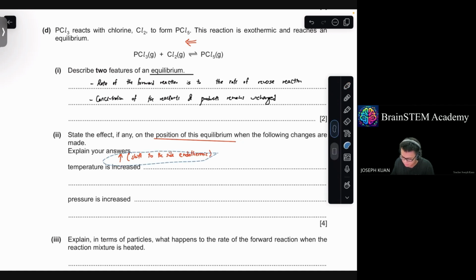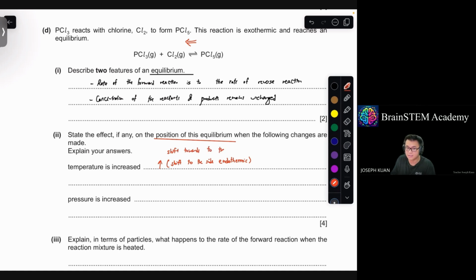So the observation is a shift towards the left-hand side of the reaction. Why? Because increasing temperature shifts the equilibrium position to the endothermic side. Or you can just give me, because the forward reaction is exothermic.